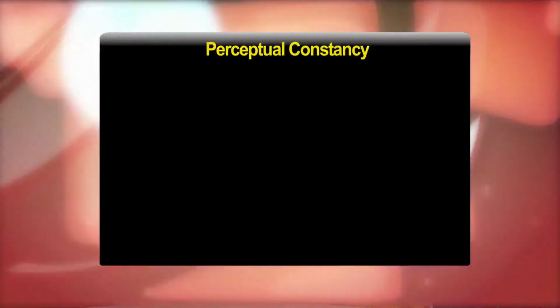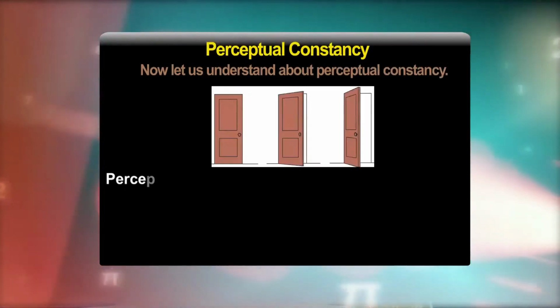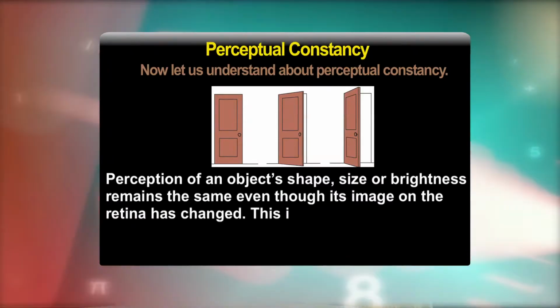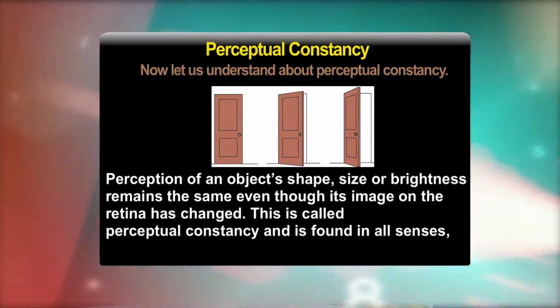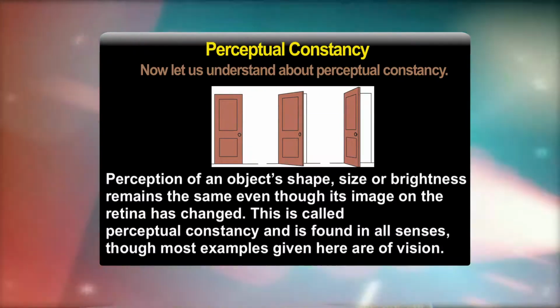Perceptual constancy. Now let us understand perceptual constancy. Perception of an object's shape, size or brightness remains the same even though its image on the retina has changed. This is called perceptual constancy and is found in all the senses, though most examples given here are of vision.